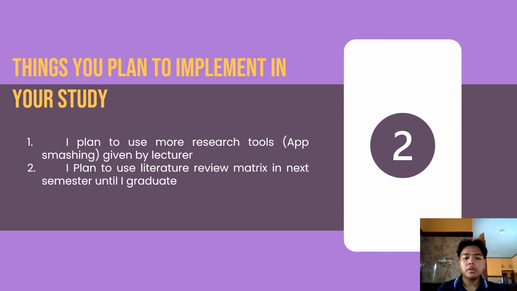And move to 2 things that I plan to implement in my study. First, I plan to use more of the research tools or apps given by Mr. Hery. Not to try to cheat, but in order to make work easier and get more references in a short time, because as we know, in writing research we need to read a lot and get a lot of references. So this is the shortcut, because sometimes we don't have a lot of time to do the research. And then second, I plan to use the literature review matrix in the next semester until I graduate.